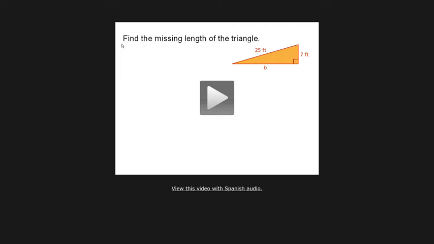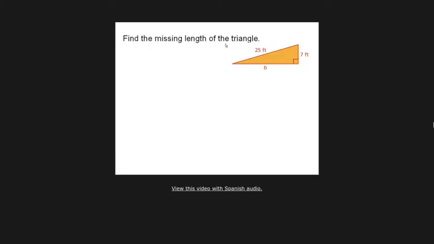So in this particular case, find the missing leg of the triangle. It's a right triangle because it has a right angle here, and you can see that you're finding a missing leg because B is the one that's missing, and across from the right angle, which we call the hypotenuse, there is indeed a measurement. It is 25 feet. So please watch this short video.